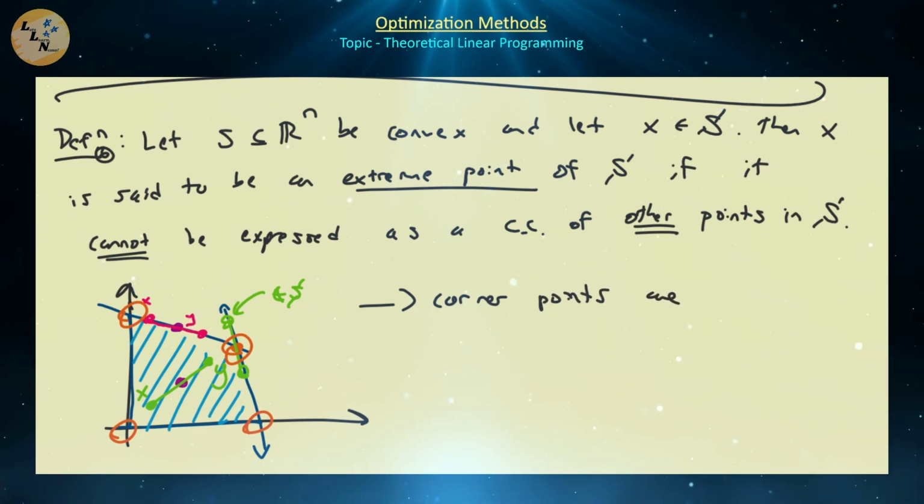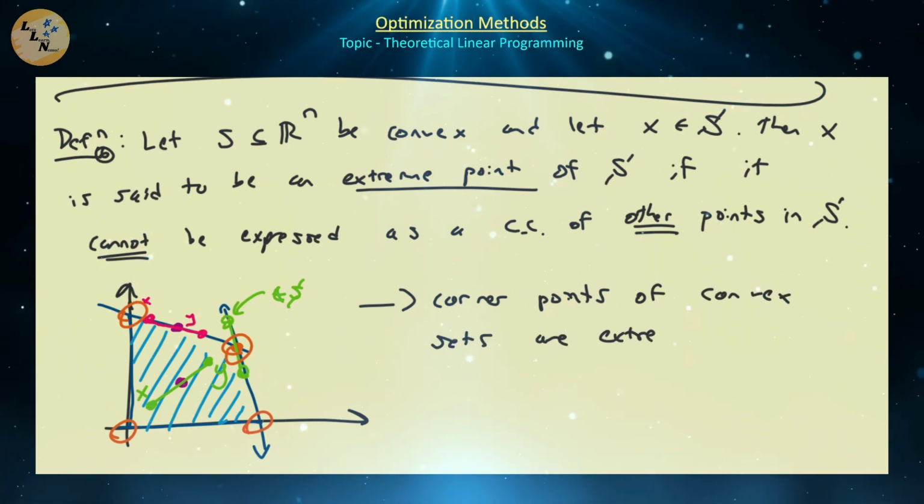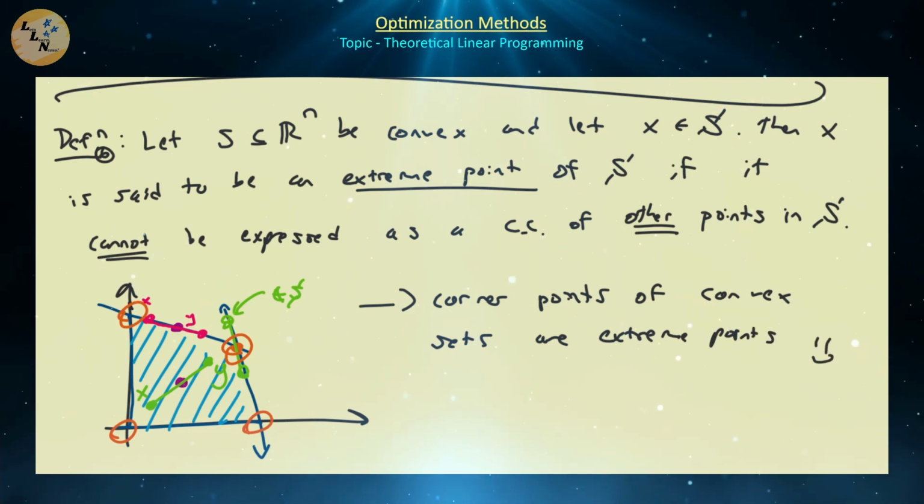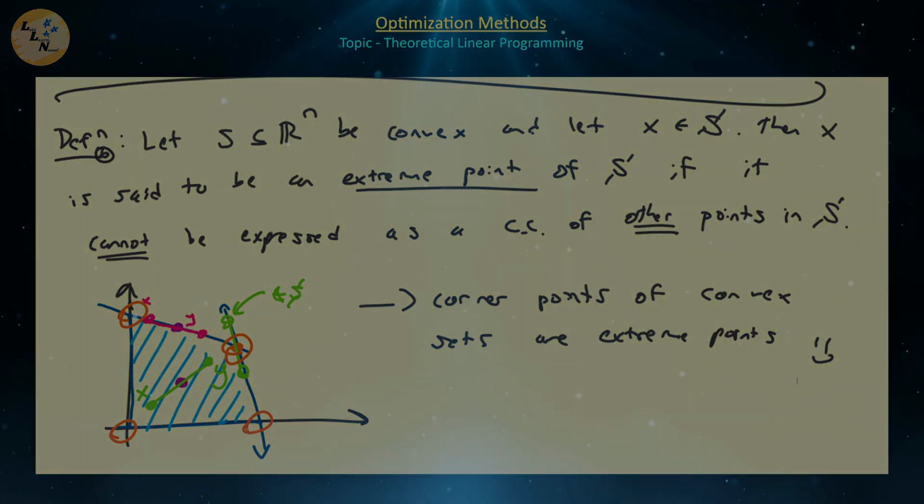So as a corollary, at least geometrically, one should be able to show that corner points of convex sets are indeed extreme points, right? And that's actually going to be a very, very important result later on down the road.